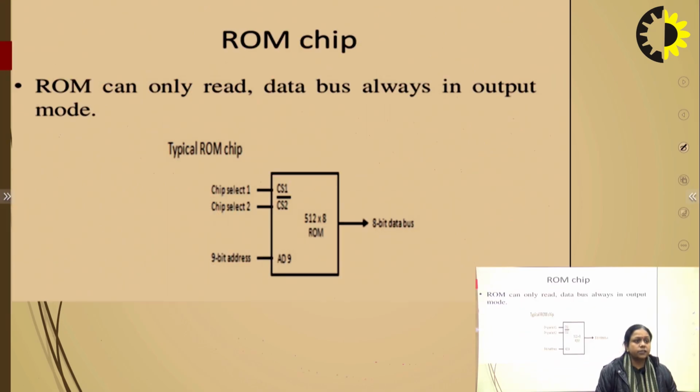Now, next is the ROM chip. So you can see this is like the RAM chip, but we have a different size of memory here, 512 into 8, where 512 is the number of words.